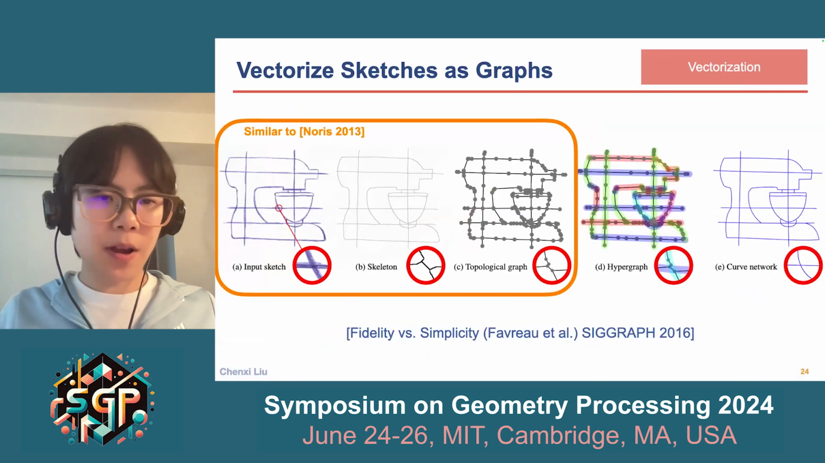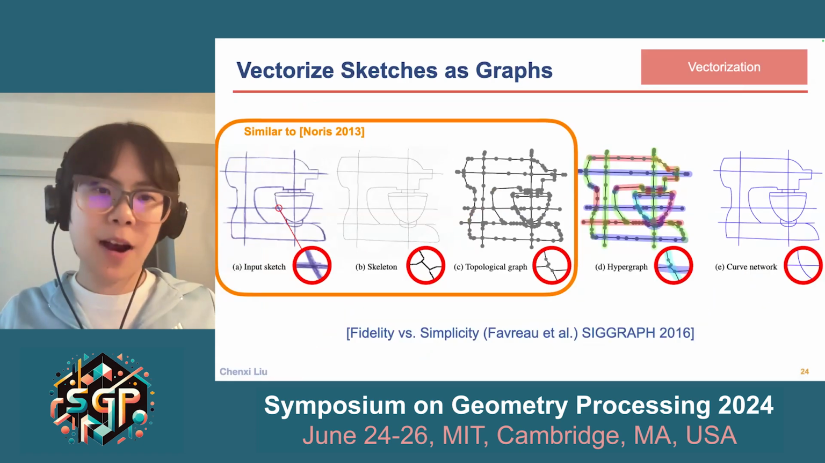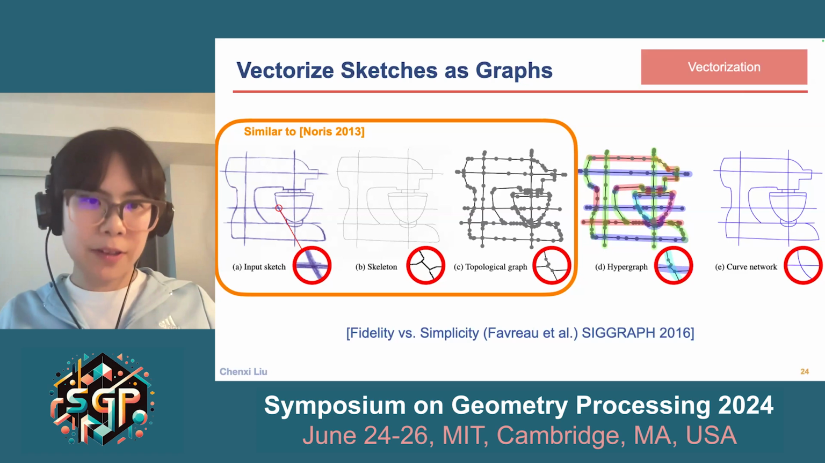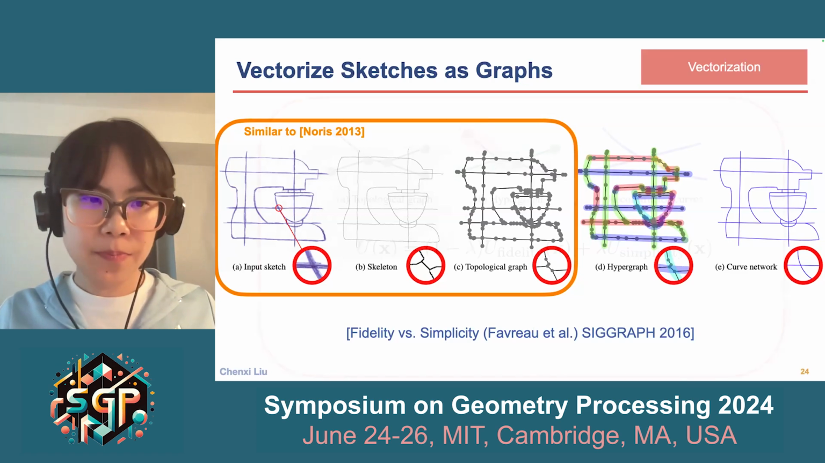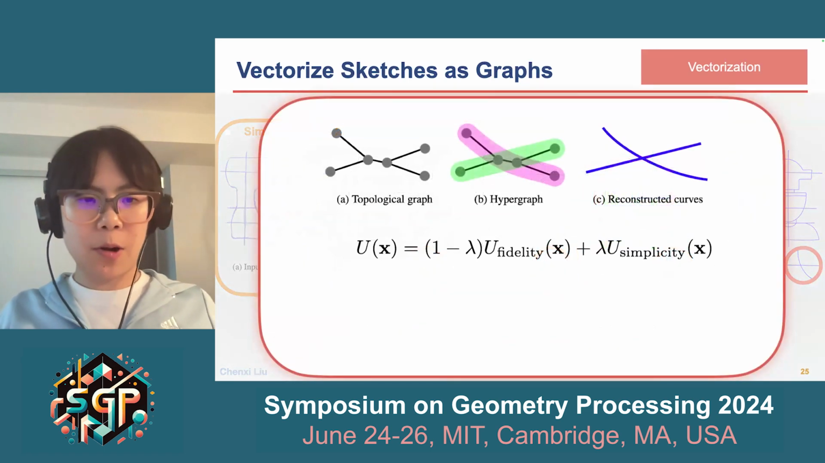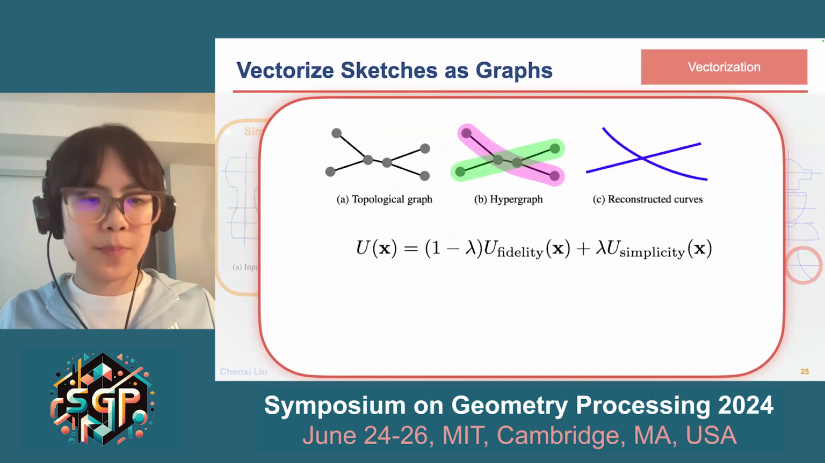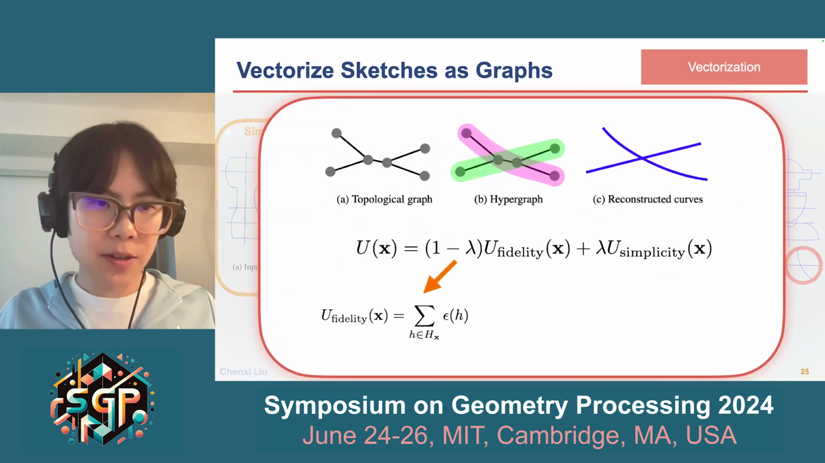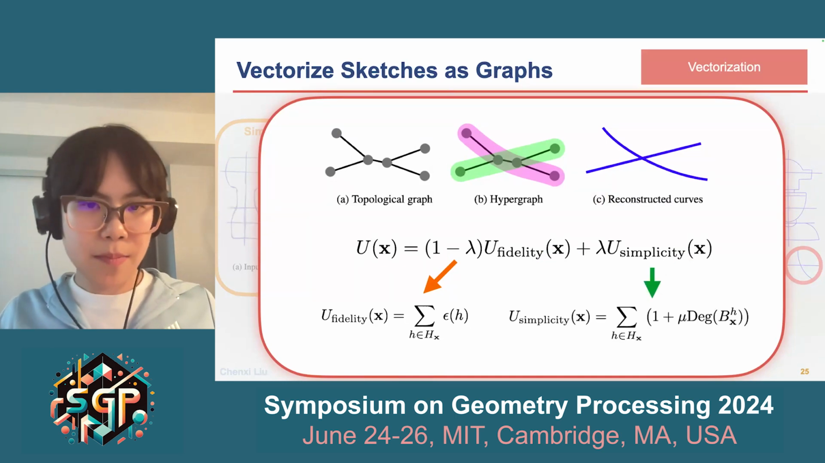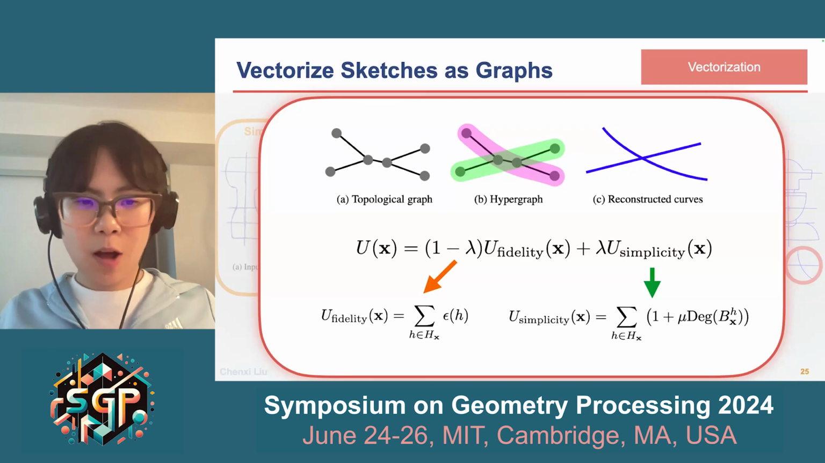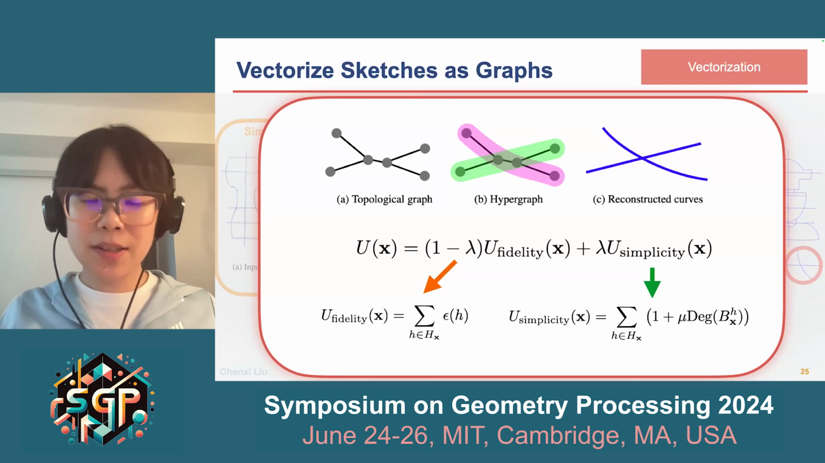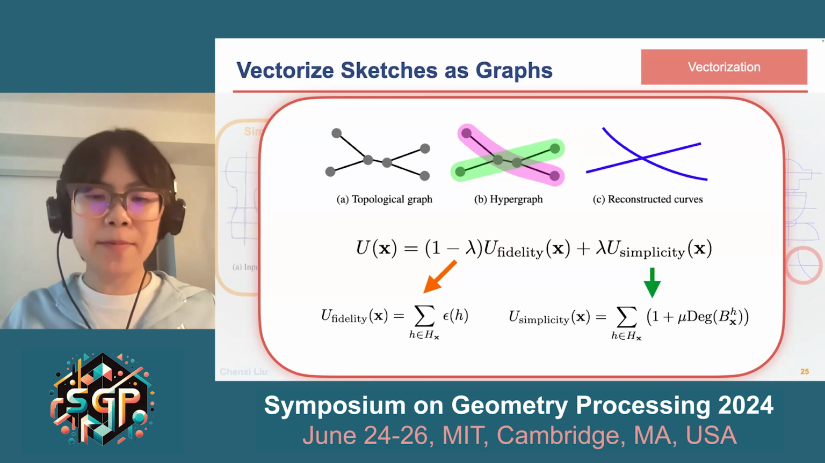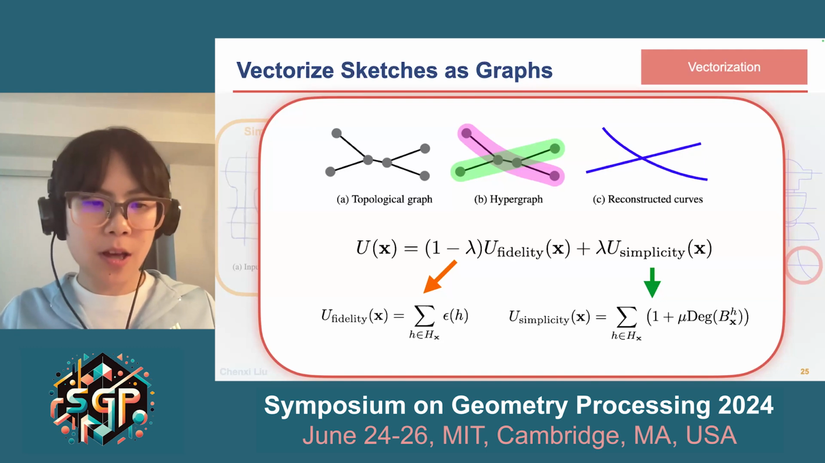The later work keeps the topological graph abstraction. That's roughly the same for this beginning part. And then this work also added a fidelity versus simplicity optimization to balance the fitting accuracy measured by this arrow here, and the stroke simplicity measured by the degree of Bezier curves they use. So this fidelity versus simplicity notation will show up multiple times in other sketch-related work.